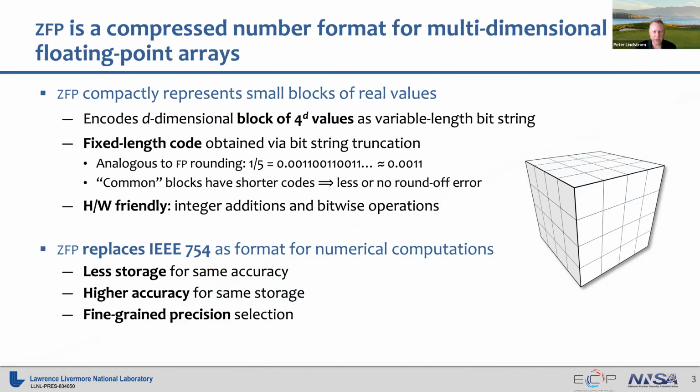In terms of how ZFP does this, it takes a multidimensional, say a D-dimensional array, and partitions the array into small blocks of 4 to the D values. So 4 by 4 by 4 values for a 3-dimensional array. And then it encodes each of these blocks entirely independently from the others. Each block gets encoded to a variable length bit string that can then be truncated to fixed length if you'd like. That simplifies supporting random access to these blocks of compressed numbers.